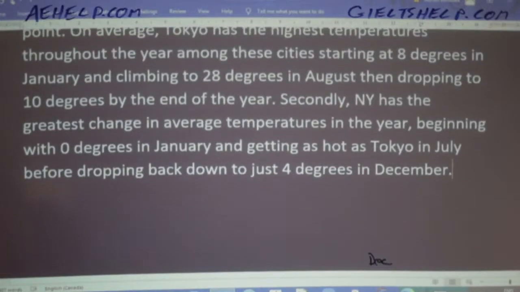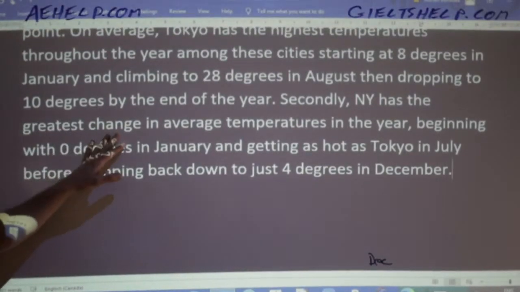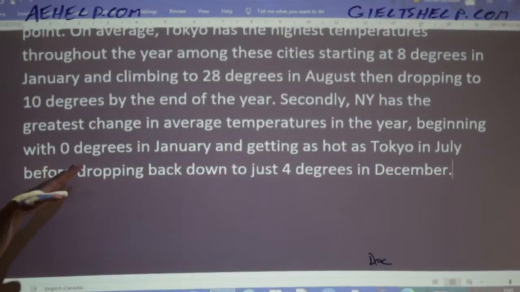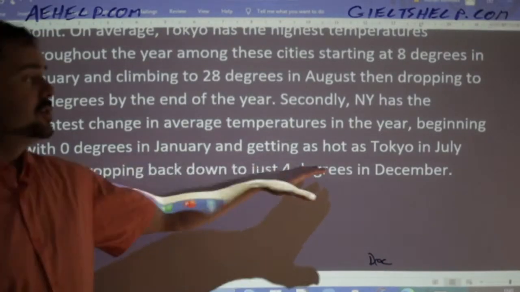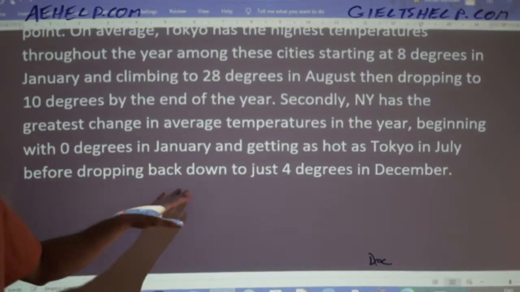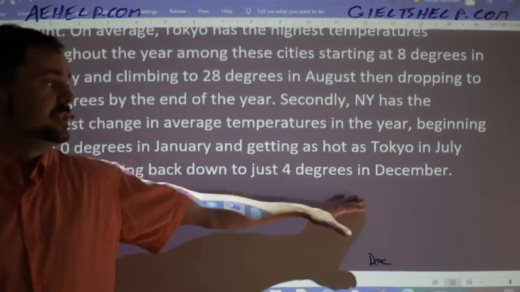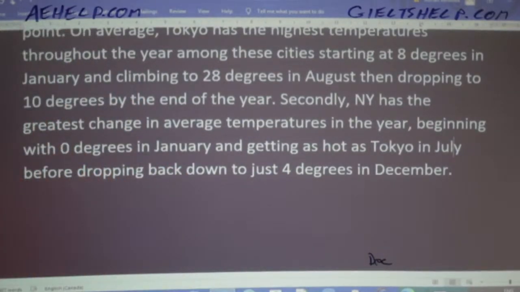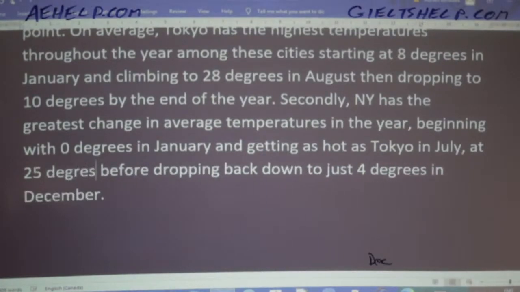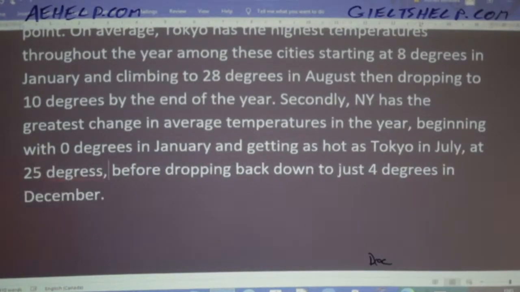All right. So secondly, New York has the greatest change in average temperatures in the year, beginning with 0 degrees in January and getting as hot as Tokyo in July before dropping back down to just 4 degrees in December. Now, if I want to be specific with this temperature, I can say at 25 degrees. Okay. Before dropping down.